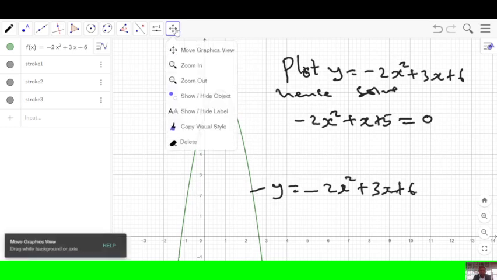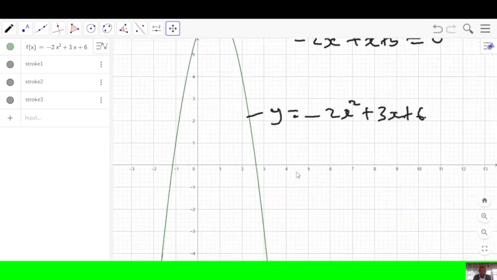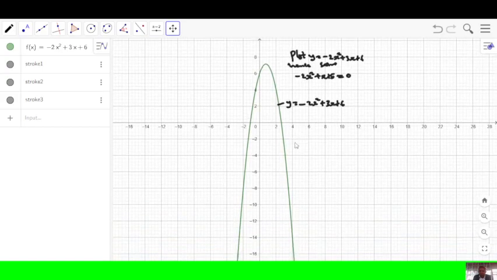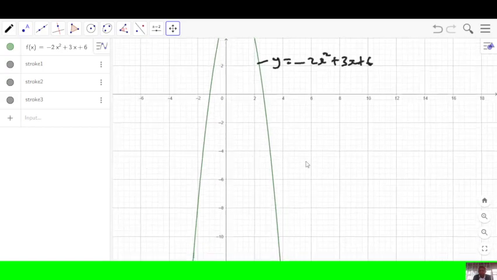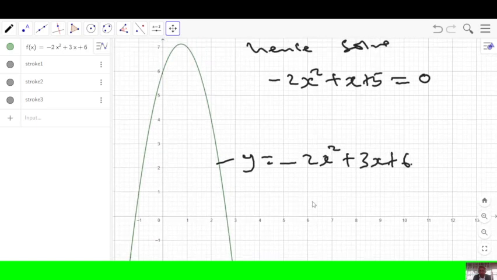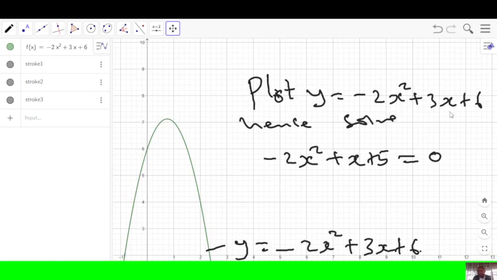If I may just zoom it out or reduce it, this is how this graph looks basically. Now let's solve it. Remember that the original equation is negative 2x squared plus 3x plus 6, and you want to solve negative 2x squared plus x plus 5 equals 0.